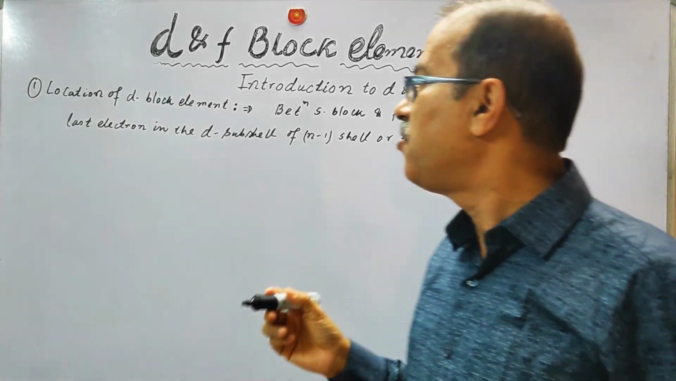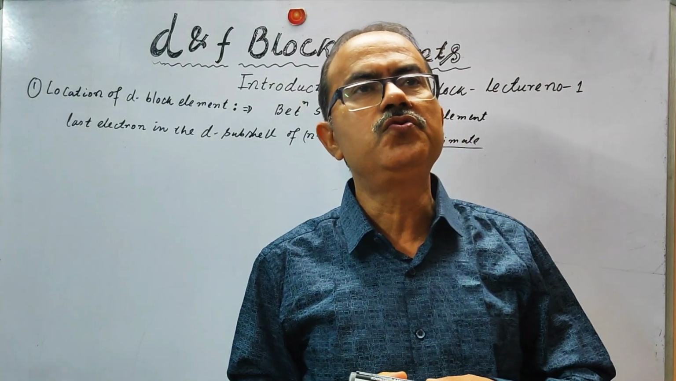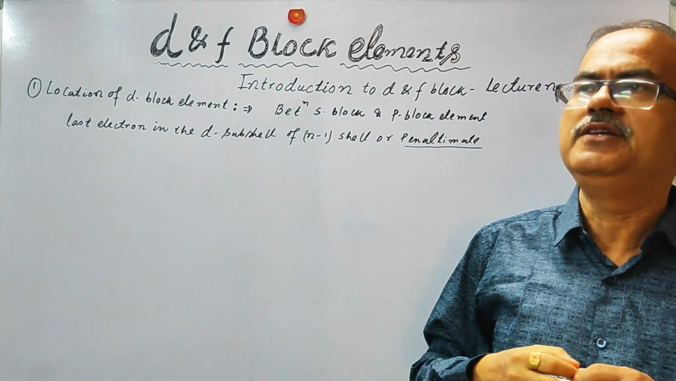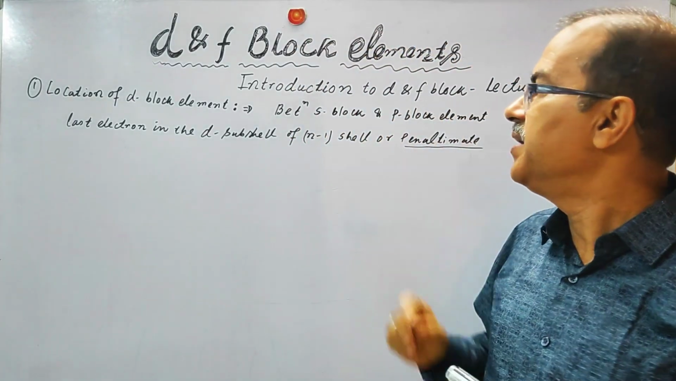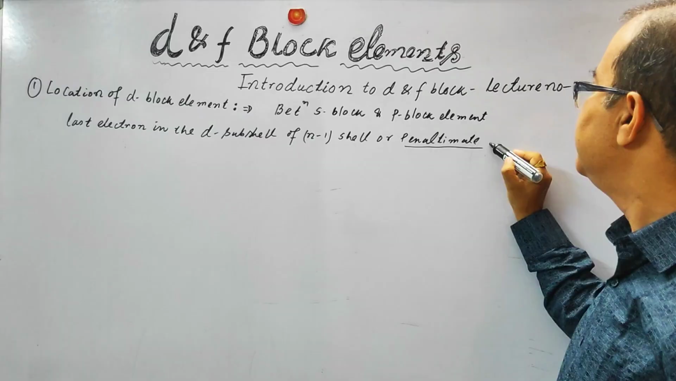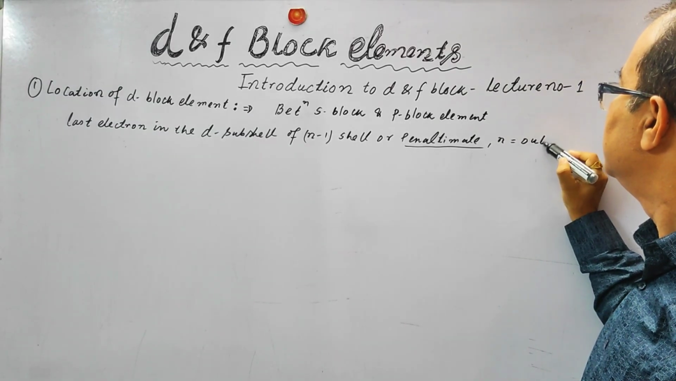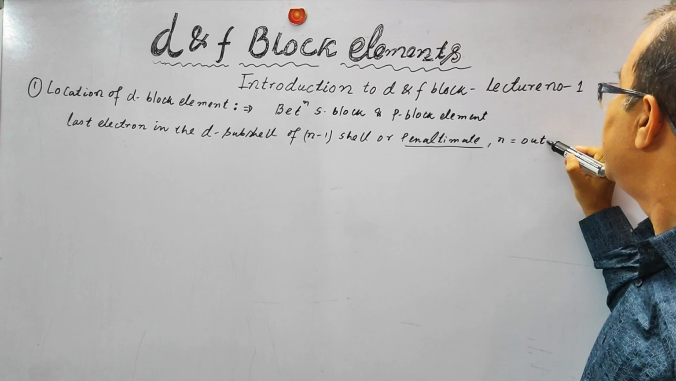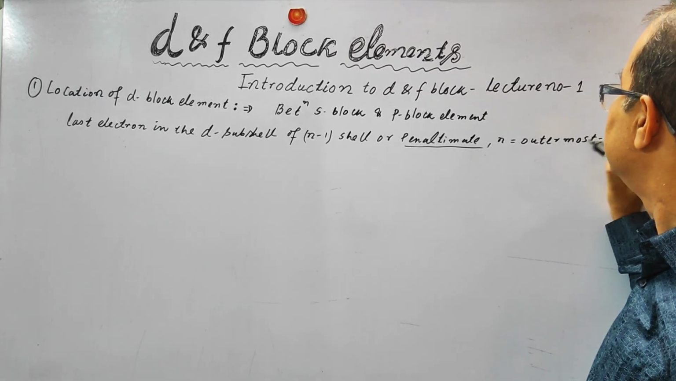So why is it called a d block element? Because the electrons have entered into the d subshell of the n-1 shell, whereas n represents the outermost shell.